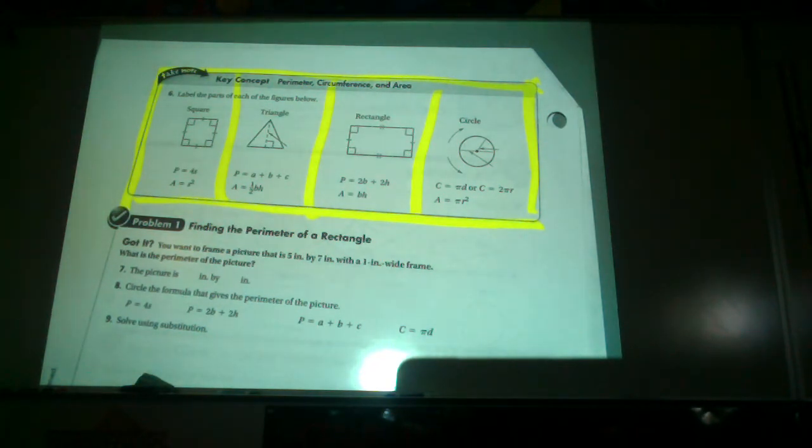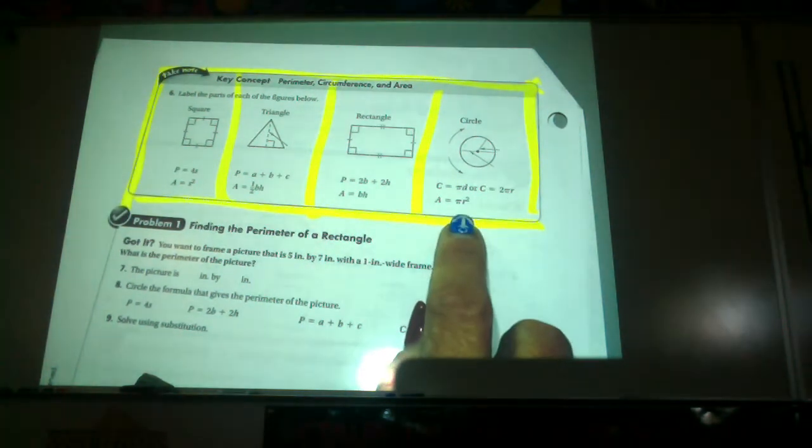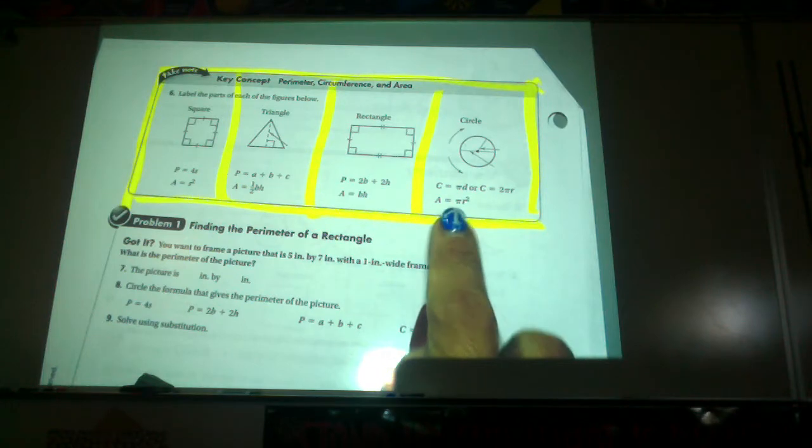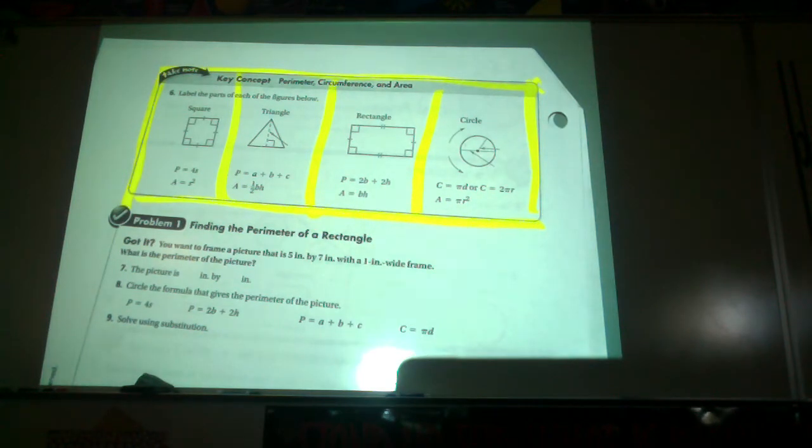And the easiest way for you to remember which formula goes with circumference and which formula goes with area on a circle, think of it this way. Which is squared, perimeter or area? Which has squared units?